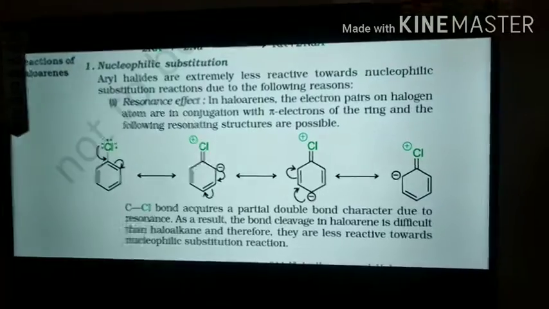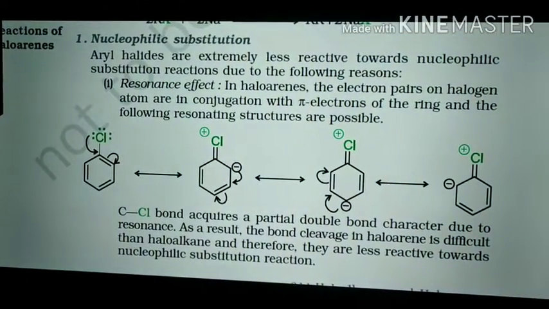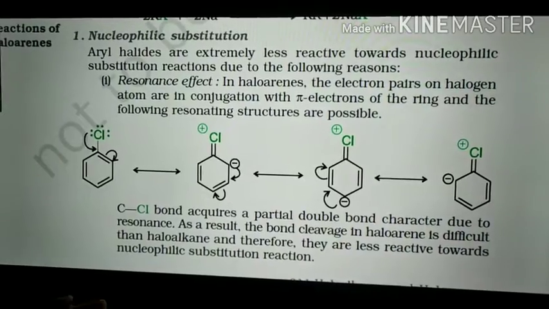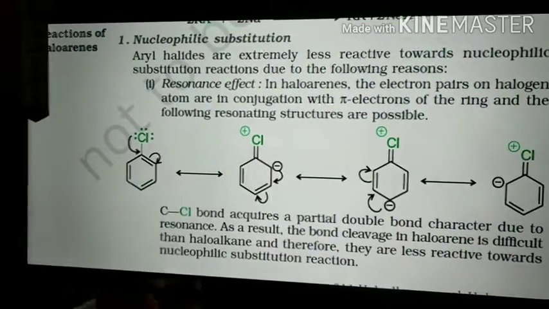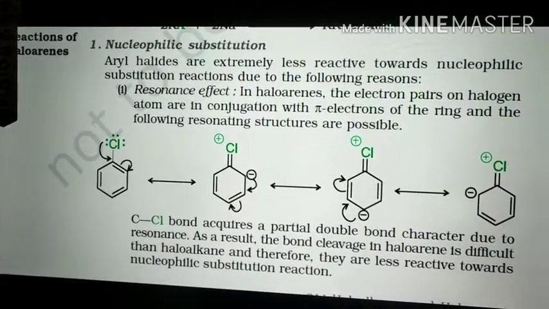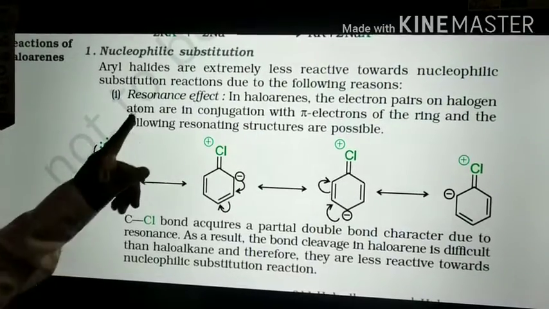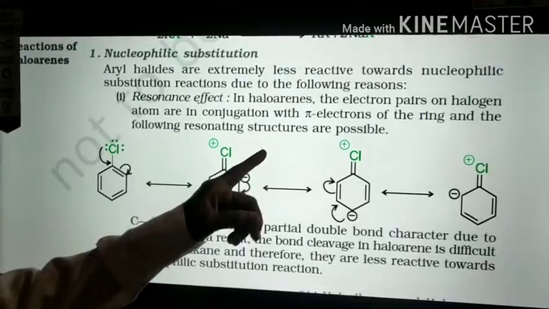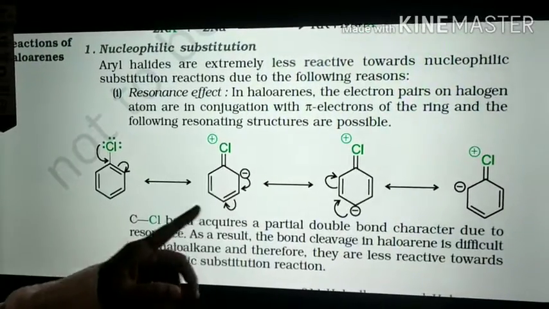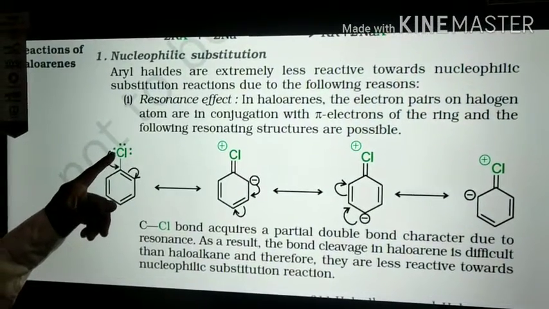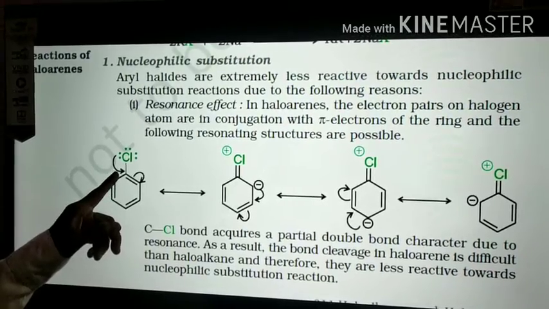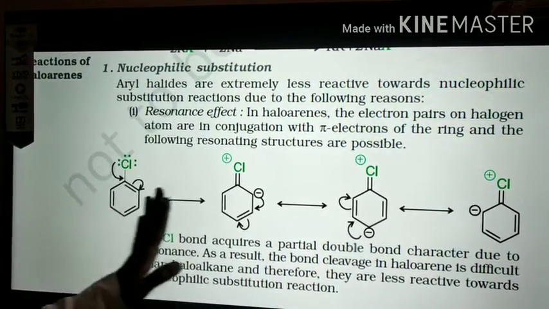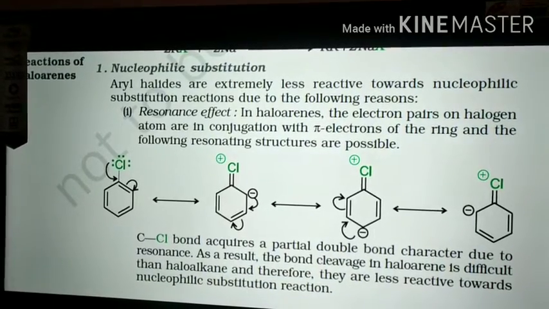Generally, aryl halides are extremely less reactive. They are not that reactive, and there are many reasons. Let us discuss the reasons. The first one is the resonance effect. Resonance effect means in haloarenes, the electron pairs on the halogen atom are in conjugation with the pi electrons in the benzene ring, and the following resonating structures will be formed.